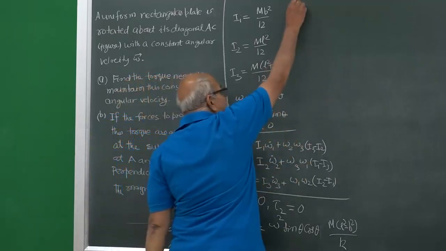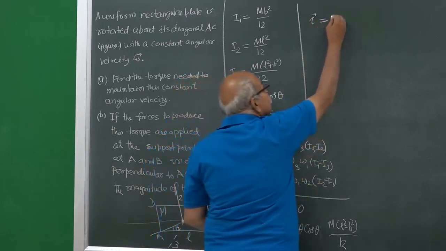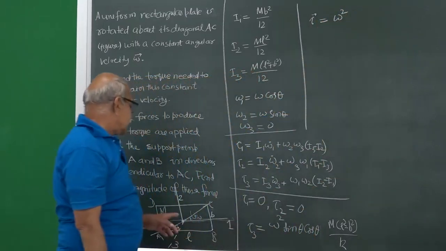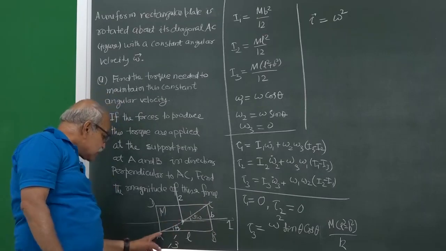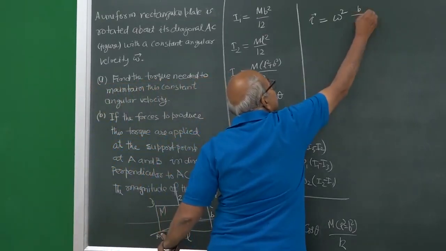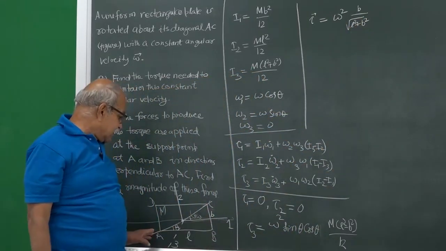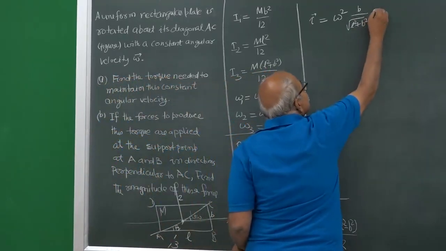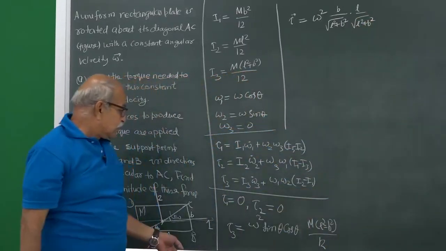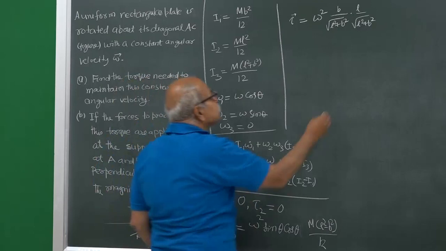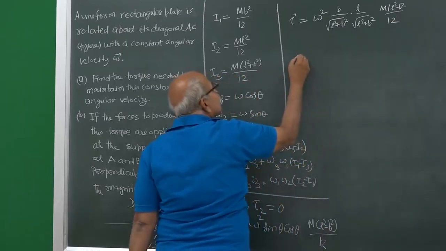So our torque is equal to omega square times sin theta cos theta. What is sin theta and what is cos theta? Sin theta is b divided by square root of L square plus b square, and cos theta is L divided by the same square root. That is sin theta cos theta, and then m (L square minus b square) by 12. So, this is the torque.